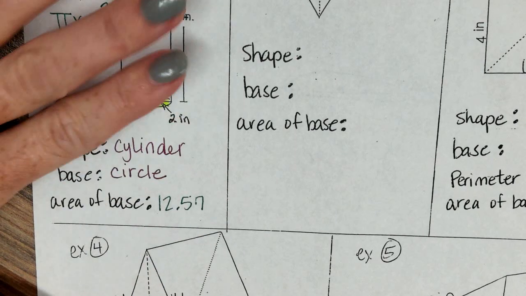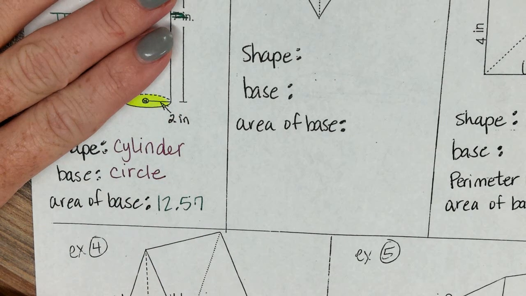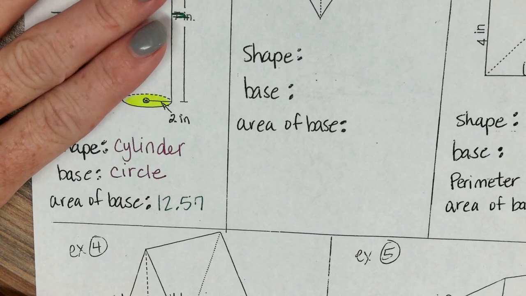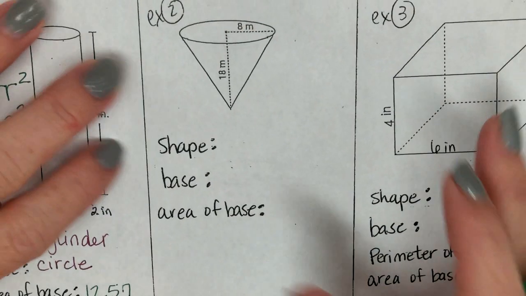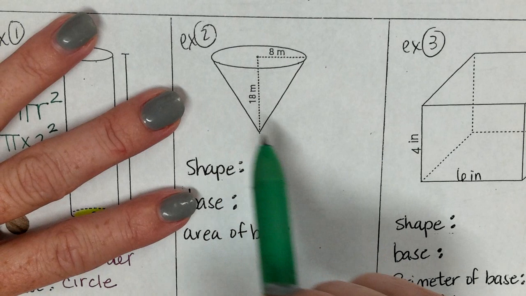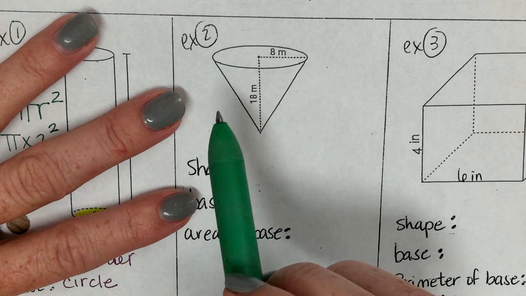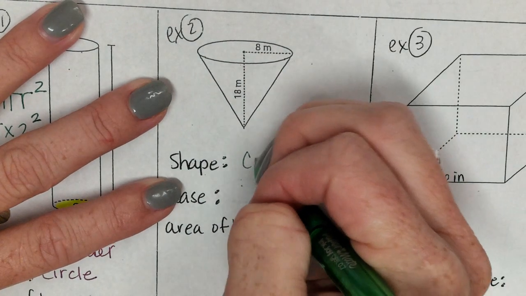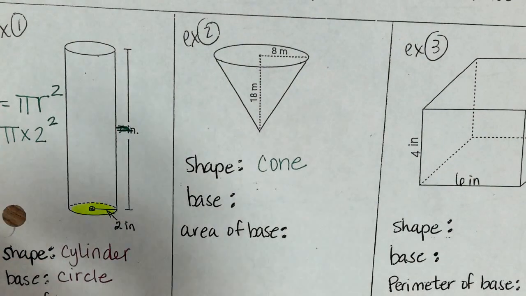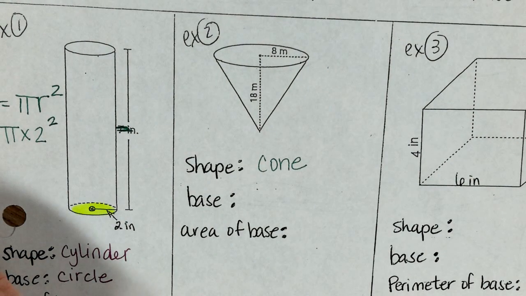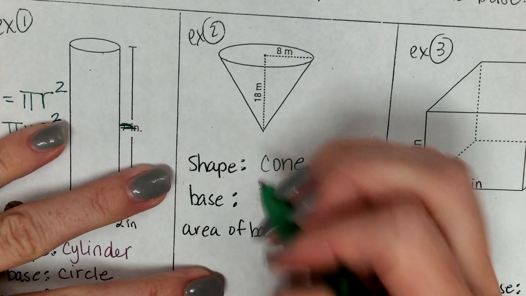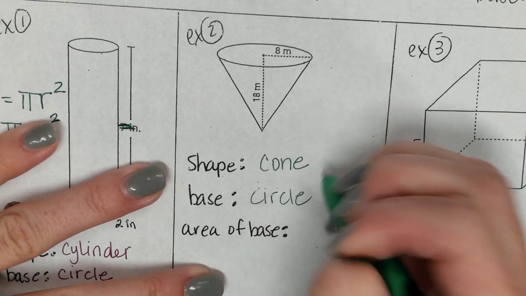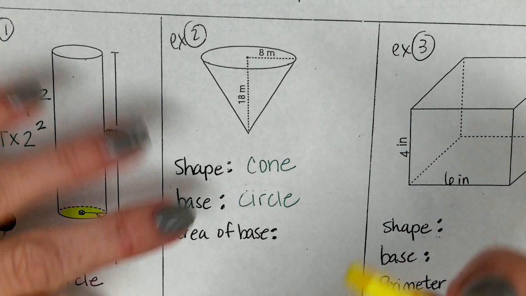Are there any questions on cylinders? What kind of base do they have? A circle. Go to the next shape. Who knows what kind of shape this is? A cone. What kind of base does a cone have? A circle. Take your highlighter or shade in the base.